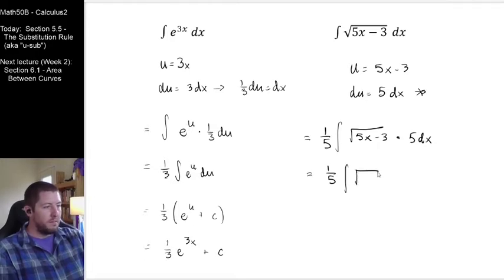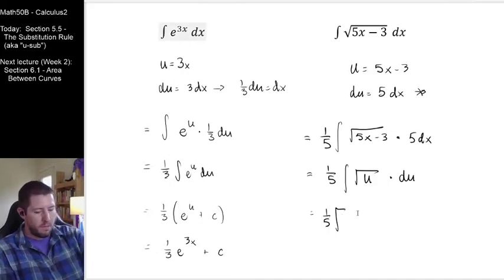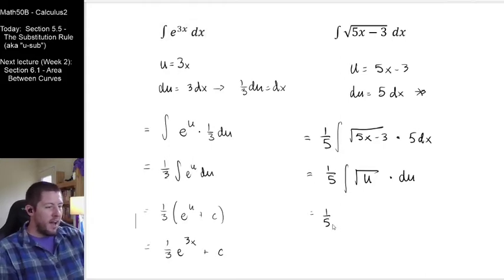1/5 times the integral of the square root of u times du, right? That is my du expression now, 5 dx right there. As with before, I don't like radicals, the square root symbol. I've got something caught halfway between an integral and a square root right there. I don't like the radical symbol in my integrands. I would rather think of this as u to the 1/2, so I can use the power rule.